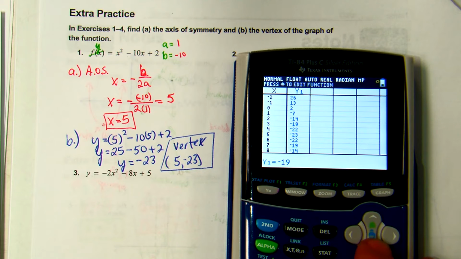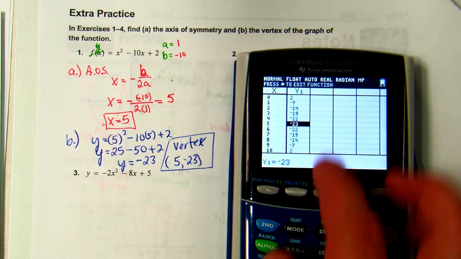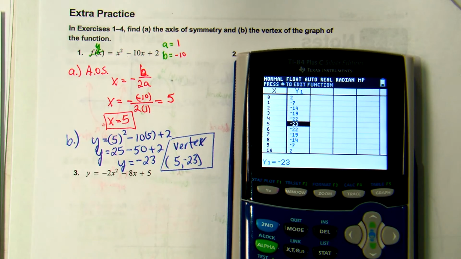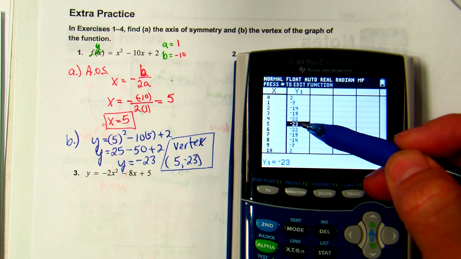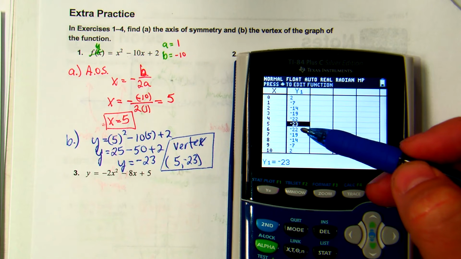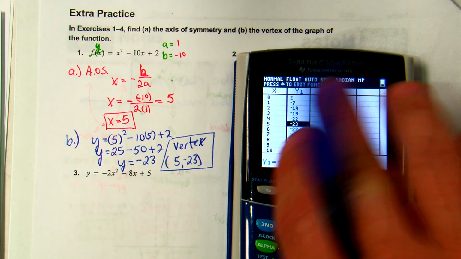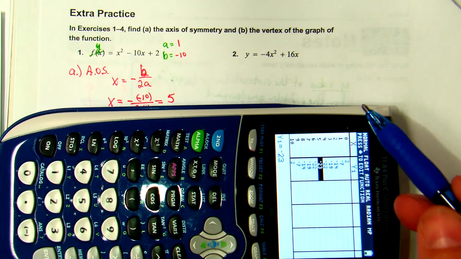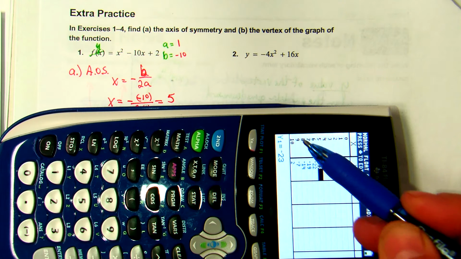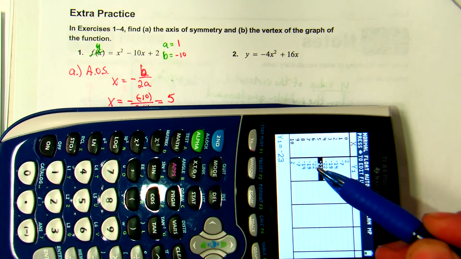Now, you could also find this vertex and the axis of symmetry by looking at the numbers in this y column. You'll notice these numbers are getting smaller and smaller until it gets to negative 23. Now at negative 23, it reverses and it gives me the same numbers on this side as it does on this side. If you thought about it and turned this sideways and put these numbers, isn't this a graph that's shaped just like a parabola? The numbers here are getting smaller and smaller until I hit negative 23.